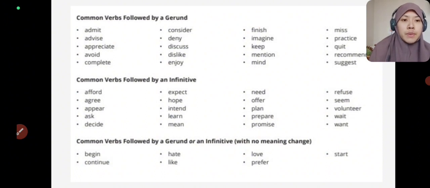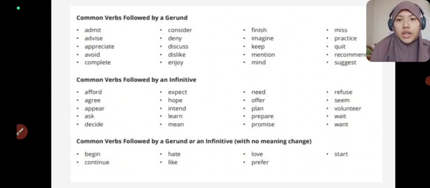Good. They plan to visit Paris next summer. Great. Now, second one, he prefers listening to music over watching TV.